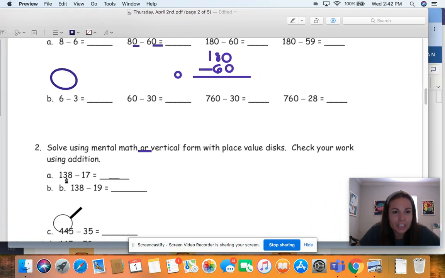Okay, so 138 minus 17. Just by looking at it, we can see we don't need to write it vertically. Why? Let's look at our ones. 8 minus 7, can I do that? Yes, I can. Let's look at our tens. 3 minus 1, I can do that too. And then hundreds, it's 1 minus nothing, so it stays 100.